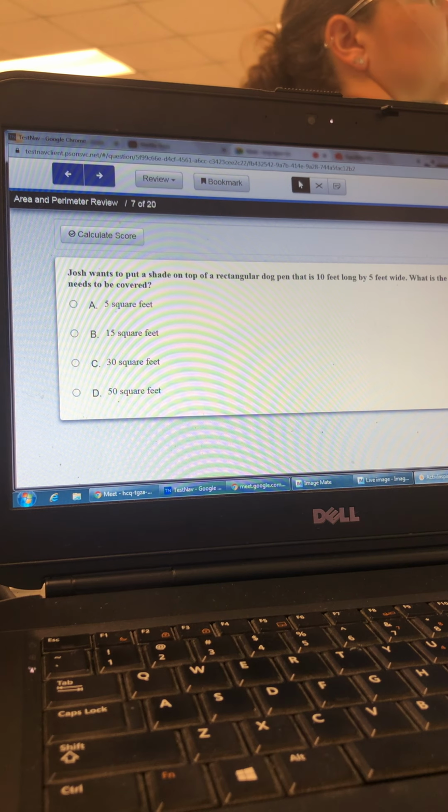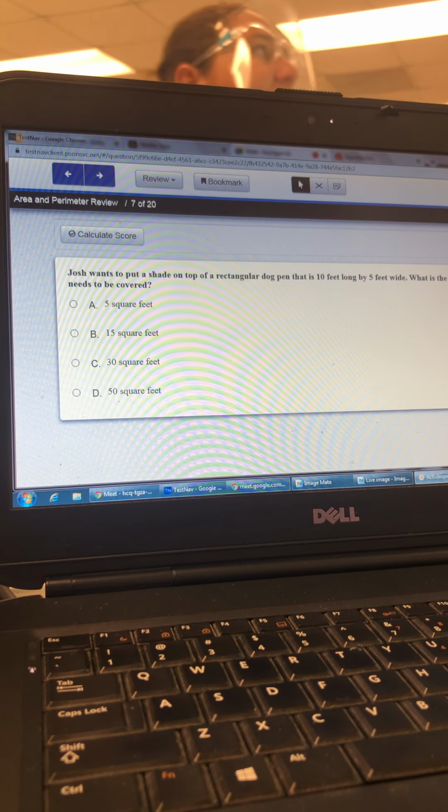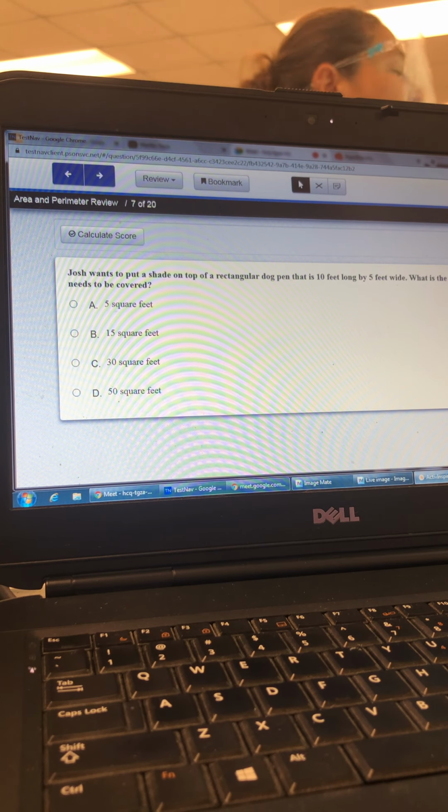All right, next question. Josh wants to put a shade on top of a rectangular dog pen that is 10 feet long by 5 feet wide. What is the area of Josh's dog pen that needs to be covered?